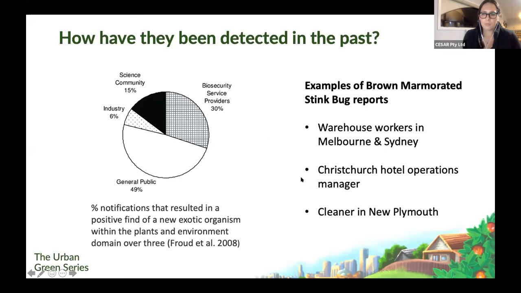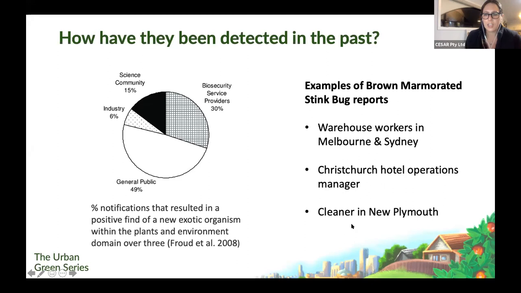And there's a couple of really good examples in New Zealand where, first of all, a manager of a hotel called the authorities about a bug found in a room. It did turn out to be brown marmorated stink bug. And fortunately, that room had windows that were sealed shut. And it just so happened that a couple of days prior, they had had a contingent of people from the US staying in that hotel, who would have brought luggage over from the US.